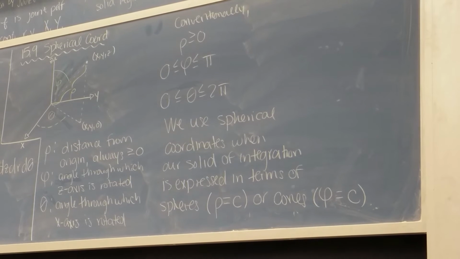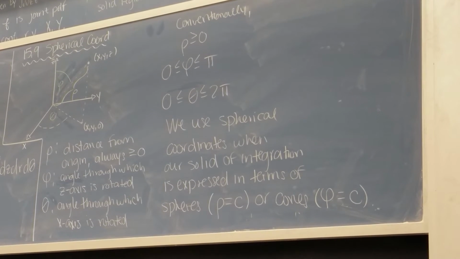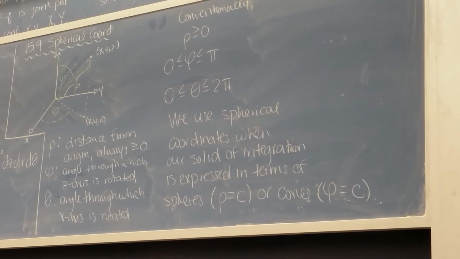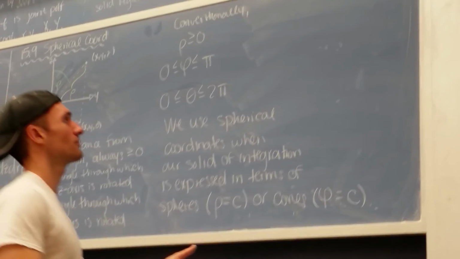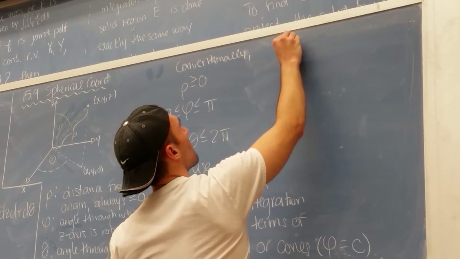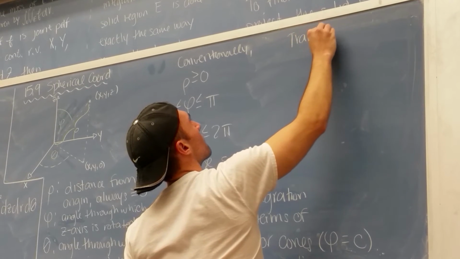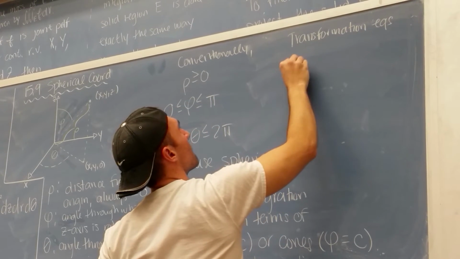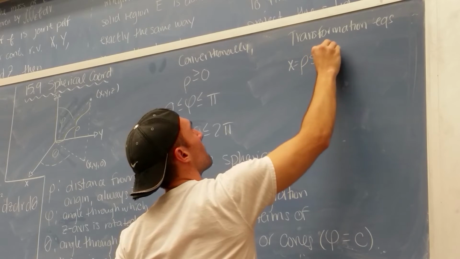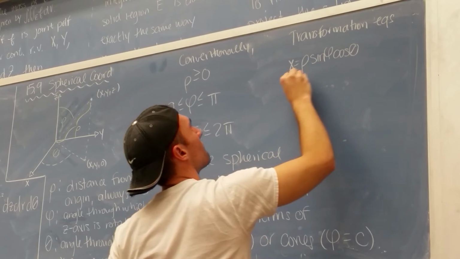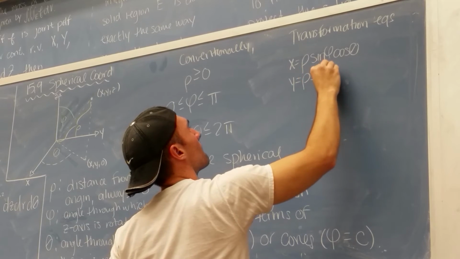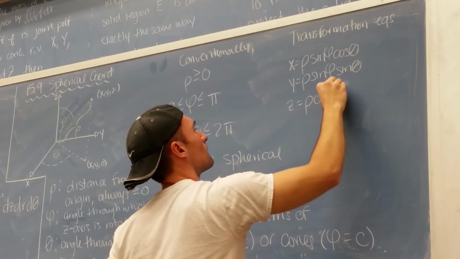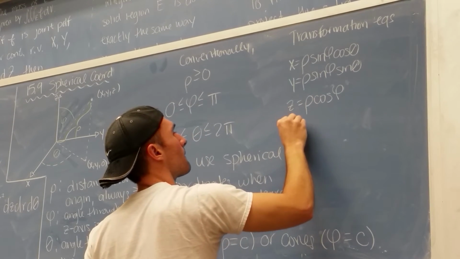And then the Jacobian is rho squared sine phi. Yeah, we write down the transformation equations too, which everybody forgets for a reason. So x is rho sine phi cosine theta, right? Yes. And then y is rho sine phi sine theta. And then z is rho cosine phi, right? No, we're good. Okay, that's right. I just forgot the cosine.